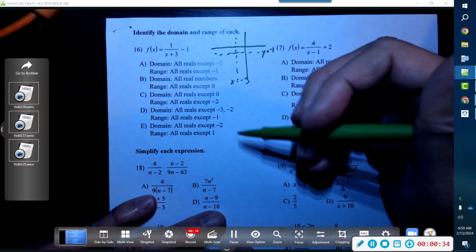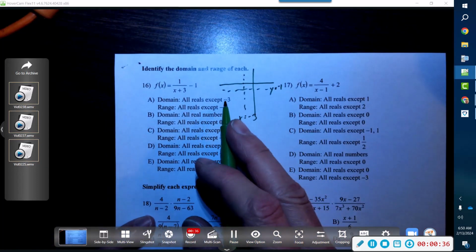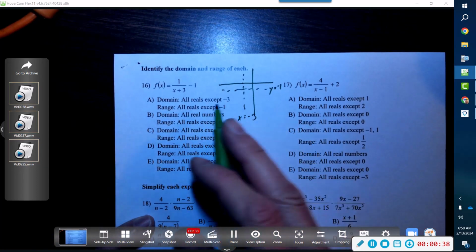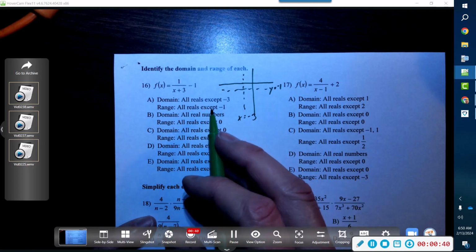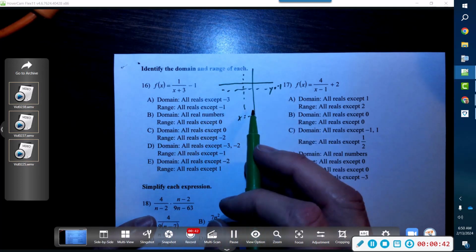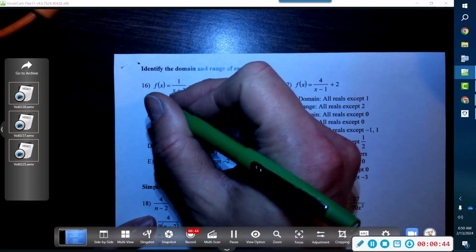So we cannot have -3 for the domain as we move left to right, and we cannot have -1 as we go up and down. Okay, so that's got to be A.